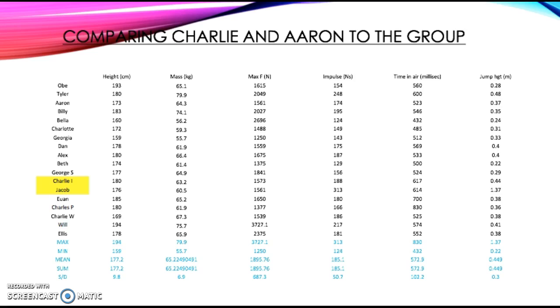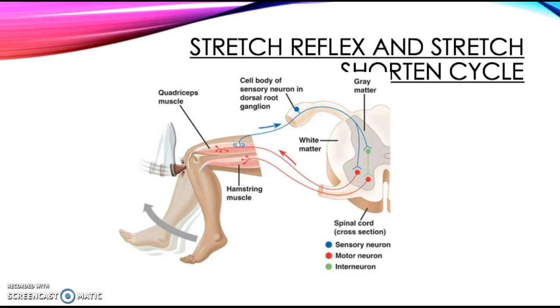The stretch reflex cycle is a protective mechanism to stop us from tearing tendons. When the muscle stretches, a message is sent through the sensory neurons to the spine, which sends a message back to the muscle via the motor neuron to contract in order to protect the tendons. The message bypasses the brain altogether, so the message is automatic and happens extremely quickly.